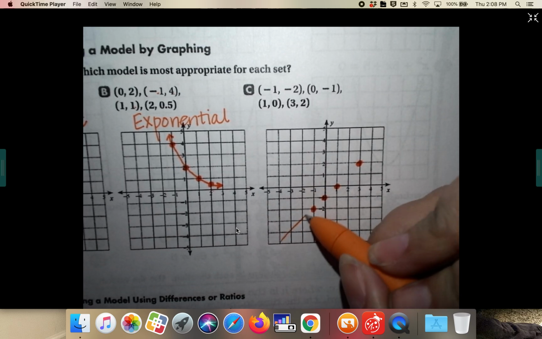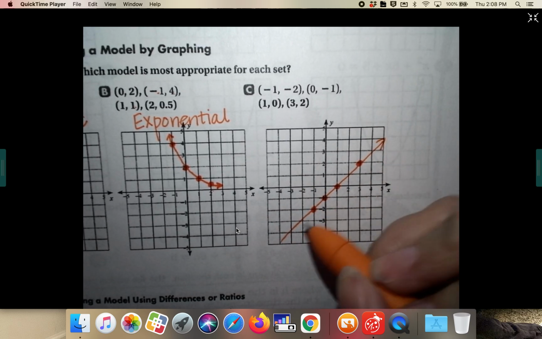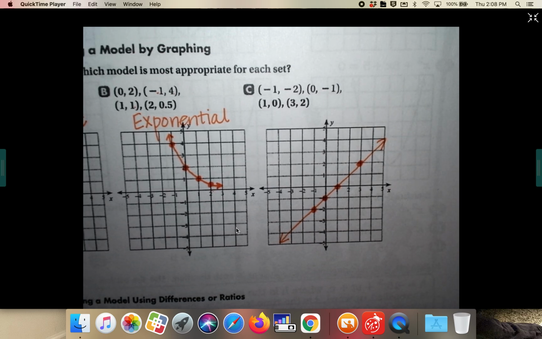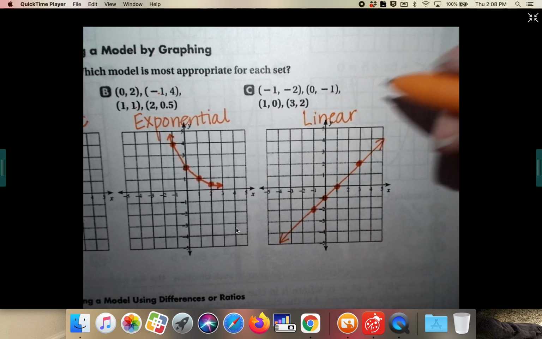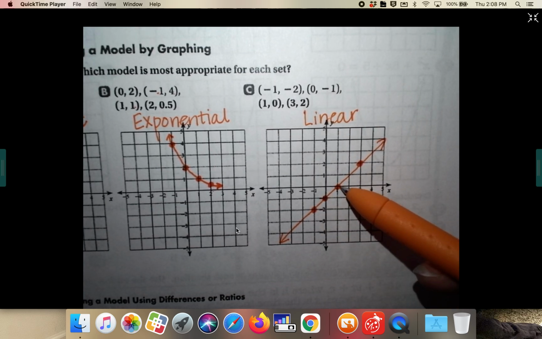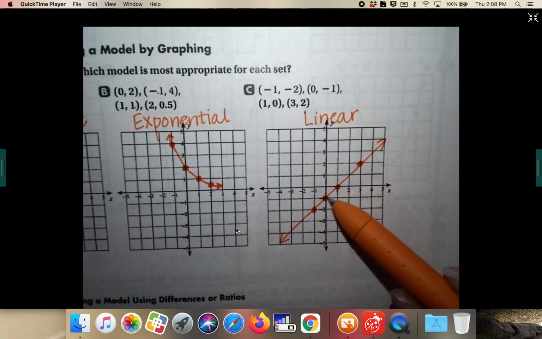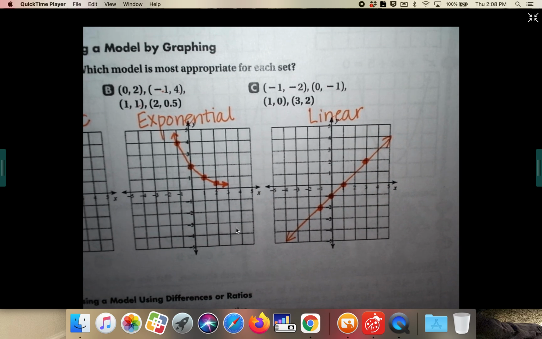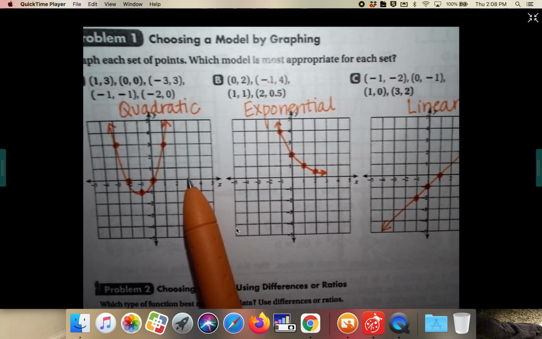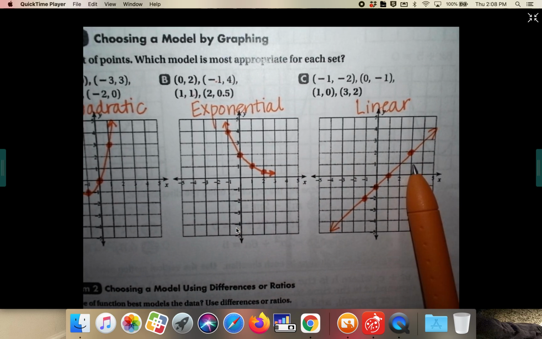So this is going to be a linear function. It is a straight line. It doesn't curve at all. So linear, it has a pattern of up 1 over 1, so that's the slope, and it hits the y-intercept at -1. So technically it would be y equals 1x, so just y equals x minus 1. But it didn't ask us to write the equation. It just said which model. So we've got quadratic, exponential, linear.